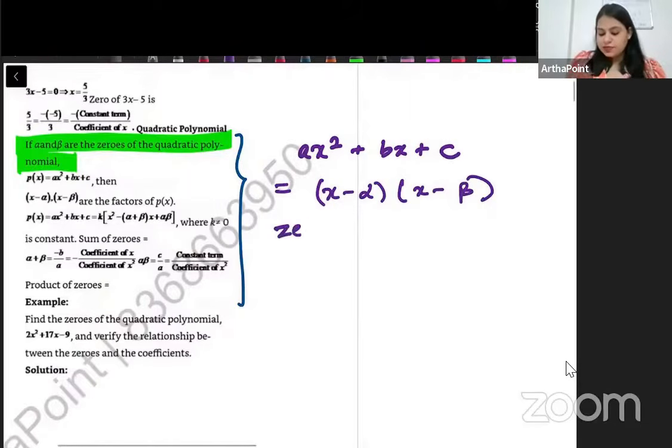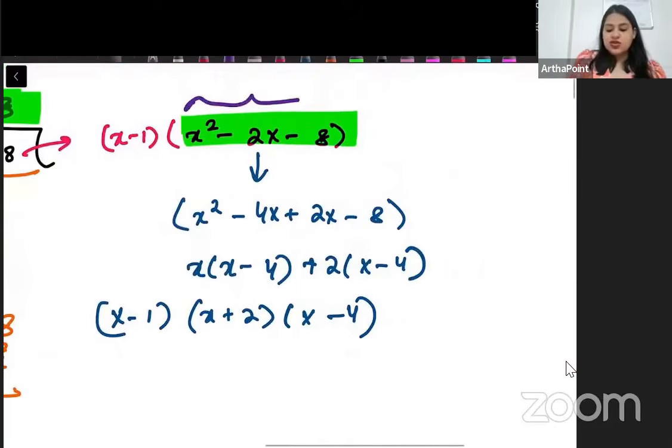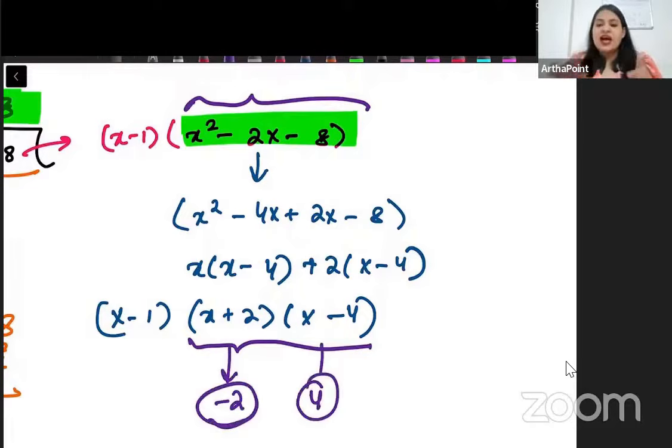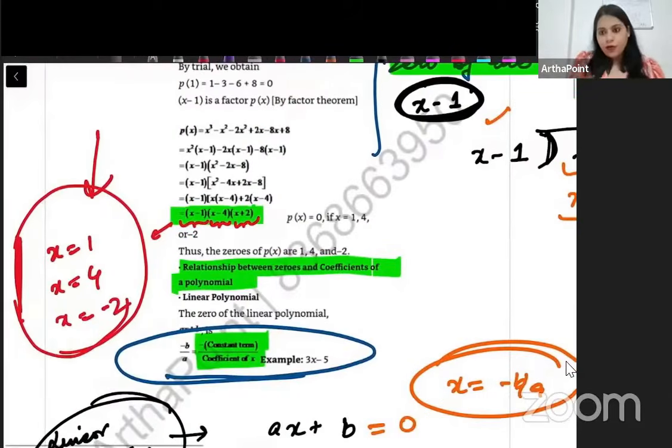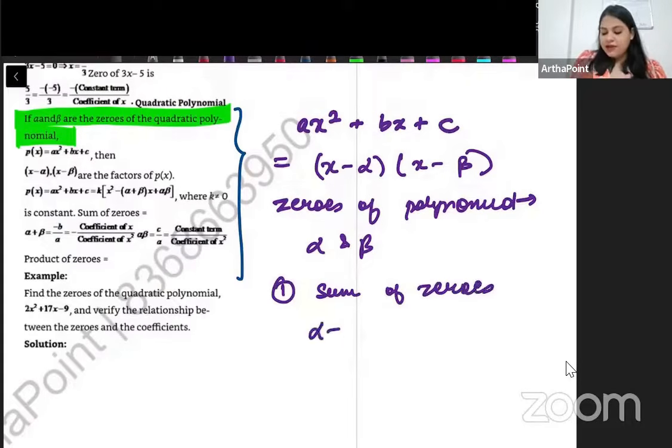So the zeros of the polynomial that you got, beta, they were alpha and beta. Like here, when we factorized x square minus 2x minus 8, we got x plus 2, x minus 4. So the zeros of the polynomial were minus 2 and 4. What should be the value of x such that this becomes 0? So it was minus 2 and 4, right? So beta, here the rule is that once you get the zeros of the polynomial, first, the sum of zeros, that means alpha plus beta, should be minus b by a.